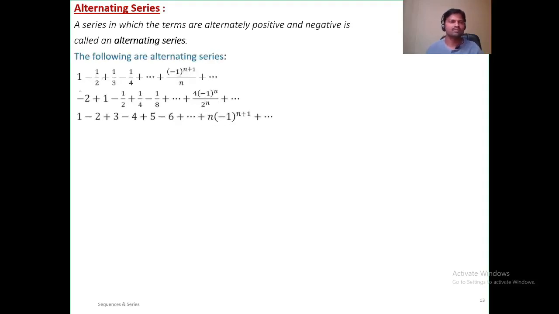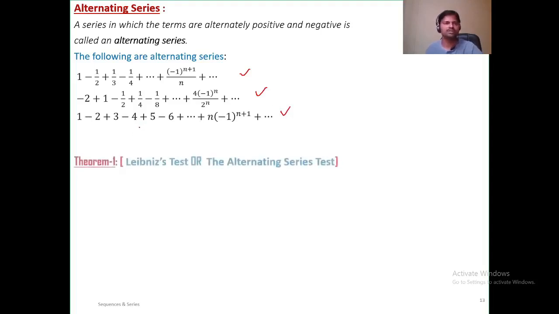Examples. Look at the first one: 1 minus 1 by 2 plus 1 by 3 minus 1 by 4, like that, alternately plus and minus. The terms are alternately positive and negative. It doesn't mean the first term must be positive; you can get the first term negative also. Look at the second series: first term negative, second positive, next negative, positive, like that. All these three series are said to be alternating series.